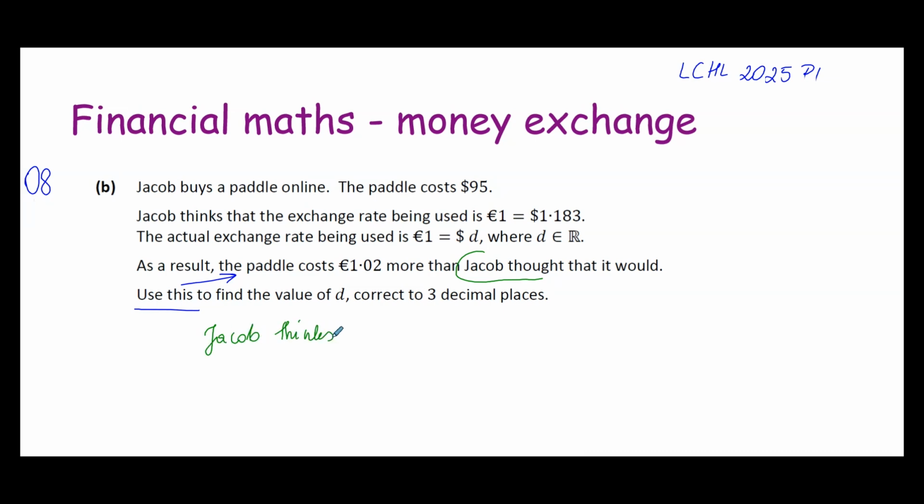What he thinks is that this is the exchange rate. So we are saying €1 is equal to 1.183 of a dollar. Now, how much dollar did he pay? We are saying he paid, because that's the information we have, 95. And therefore, I don't know how much euro he thinks he paid, because that's what he thinks.